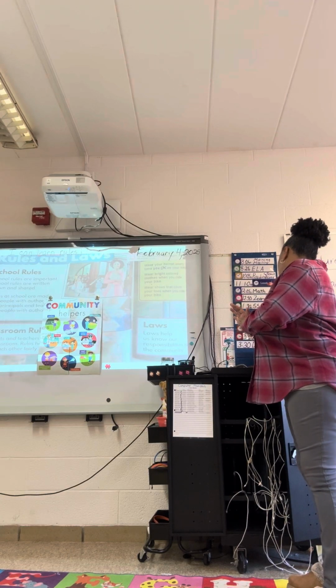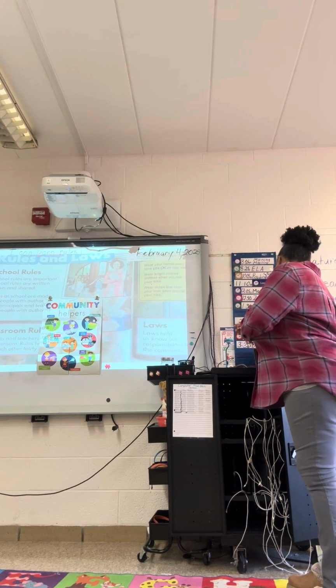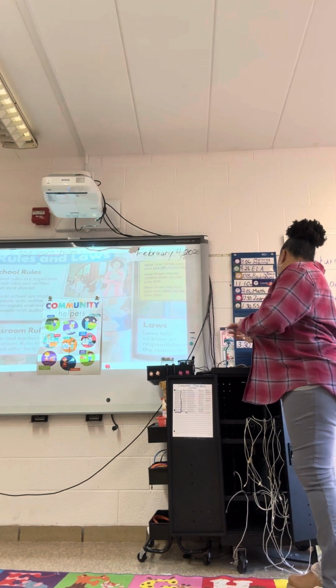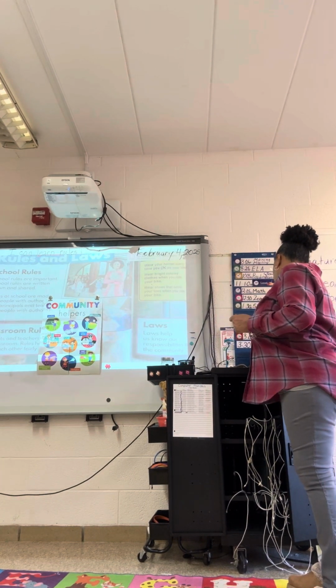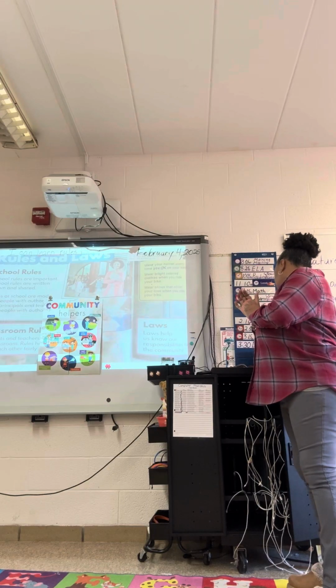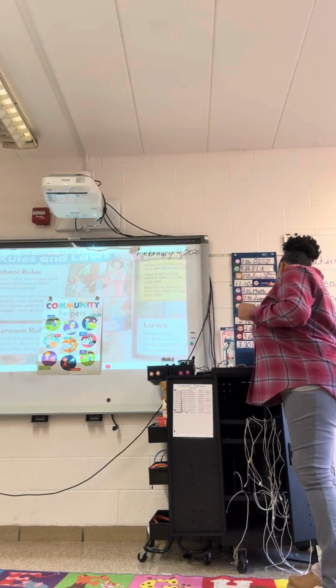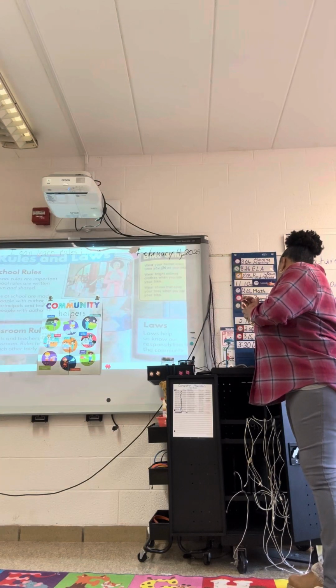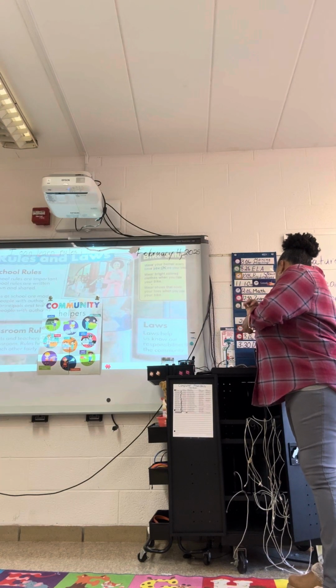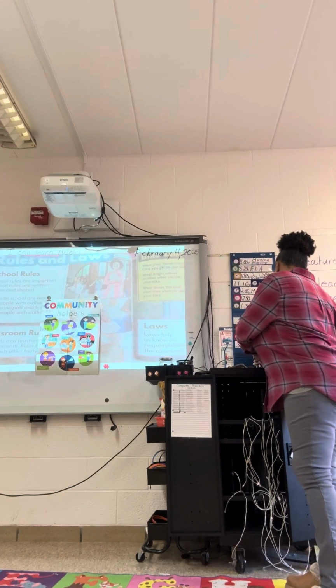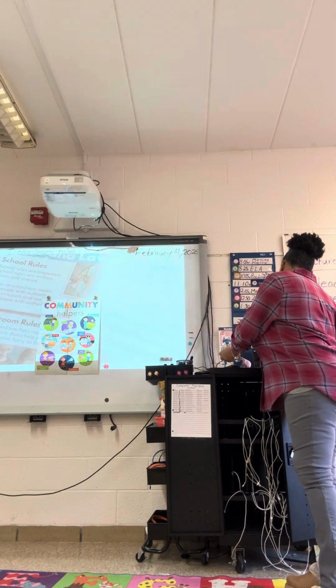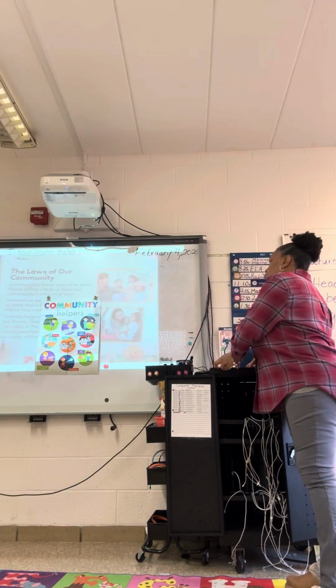The next page talks about laws. Laws help us know our responsibilities in the community. Laws protect our rights. Laws are written by people with authority. There's that big word again. Laws are created by communities, state, and national governments. Laws are for everyone. Okay, let's turn our page. Turn the page. Go right on the back now.